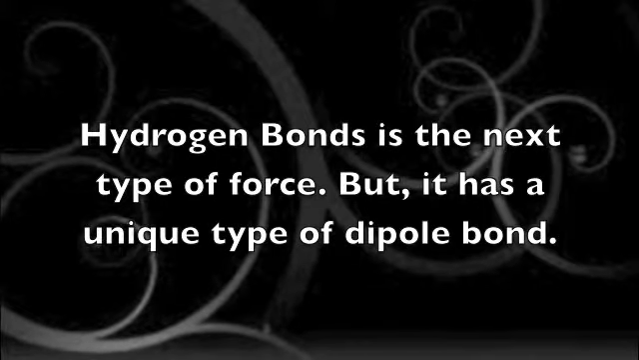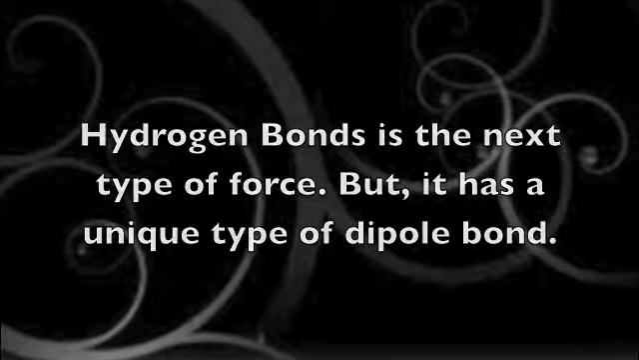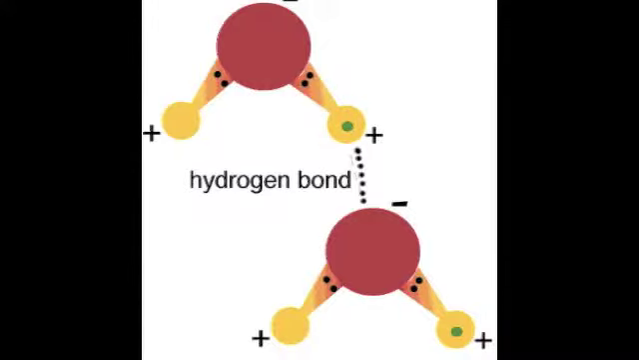Hydrogen bonds is the next type of force, but it has a unique type of dipole bond. Hydrogen bonds are created when oxygen, nitrogen, or fluorine bond to hydrogen. Since oxygen, nitrogen, and fluorine have such high electronegativities compared to hydrogen, the oxygen, nitrogen, or fluorine atoms in the molecule have slightly negative charges and the hydrogen atom has slightly positive charges.